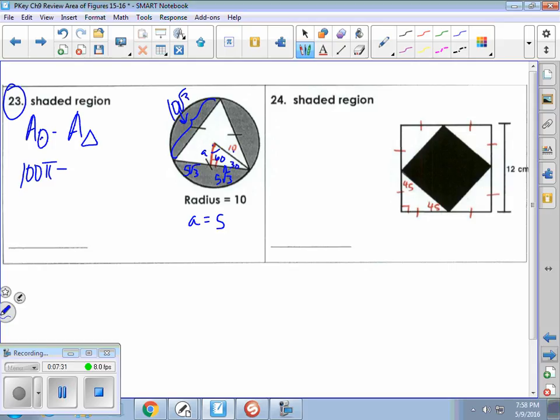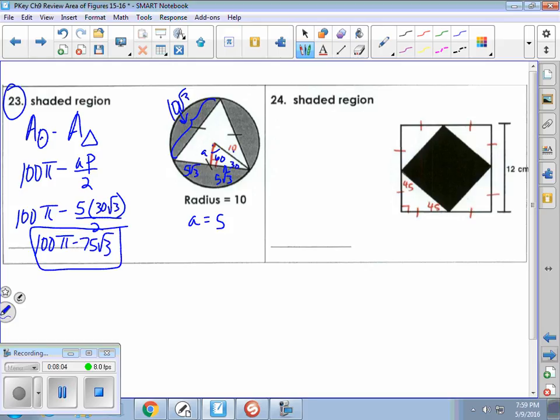So I could do apothem times perimeter divided by 2 if I'm going to use the radius part, or I have to actually draw the height if I'm going to do base times height divided by 2. We're going to do this. So the apothem we already know. So we got 100 pi minus 5. Perimeter, that would be 30 square root of 3. If each side is 10 radical 3 times 3, that's 30 radical 3. Then we're going to take half of that. So that ends up becoming, yes, 75. So 100 pi minus 75 square root of 3, that is the exact answer. If I put it in the calculator, that's approximately 184.3. Okay.